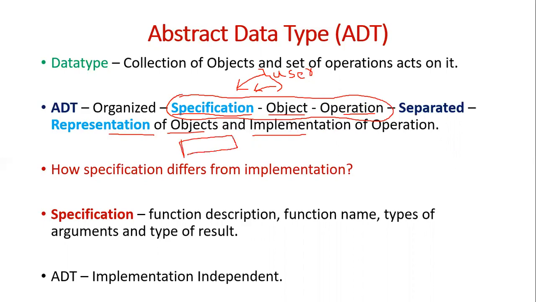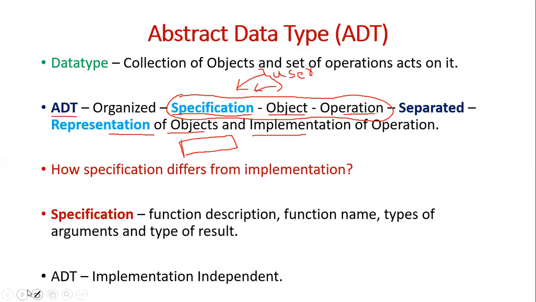This particular object occupies how many bytes of memory, or whether it will take memory continuously or discontinuously, and whatever operation it supports, how it is implemented. All these details the user doesn't want. Okay, so an abstract data type is one which is organized in such a way that the specification of the object and the specification of the operation performed on the object are separated from the representation of the object and the implementation of operation on the object.